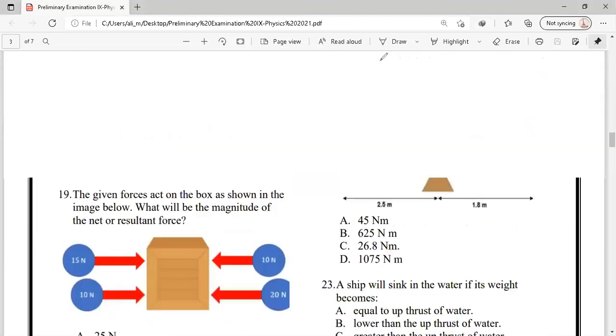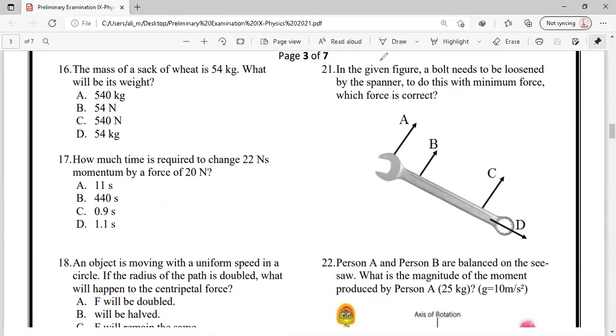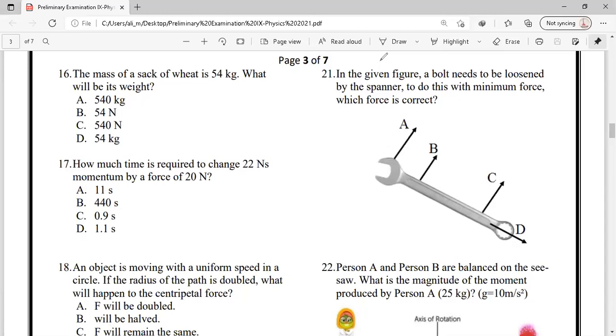Let's see our question number 21. In question number 21, in the given figure, if a bolt needs to be loosened by a spanner with a minimum force, what will be the point of application of force? Out of these four options, at which end should we apply force so that we will be able to loosen the nut with the minimum amount of force? In this question, the diagram that we have is a spanner that can be used to loosen the nut with both of its ends.